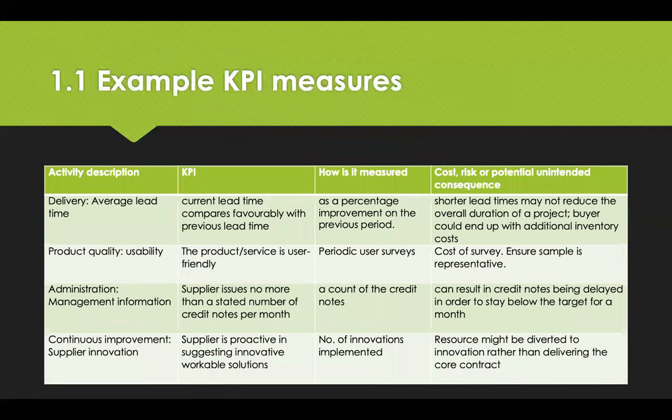So here we can see some examples of the types of things that could be measured. This approach starts with the different activities that procurement might undertake and shows the type of measurement which could be used to assist it. Areas in which measurements can be developed include price measures, quality, service quality and delivery statistics, as well as safety measures. So just here are some examples of the average lead time, product usability, admin, supplier innovation, how it's measured, and what are the costs, risks, and potentially unintended consequences of those KPIs.